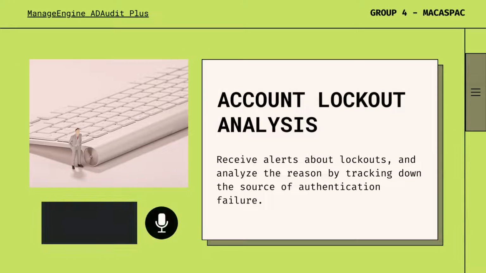The third one is account lockout analysis. So as stated here, receive alerts about lockouts and analyze the reason by tracking down the source of authentication failure. So how does this happen? Using ADAudit Plus, we resolve account lockouts the smart way. We spot account lockouts faster by generating instant notifications when critical user accounts are locked out with details such as locked out time, machine, and more.